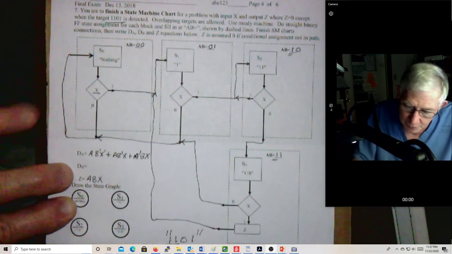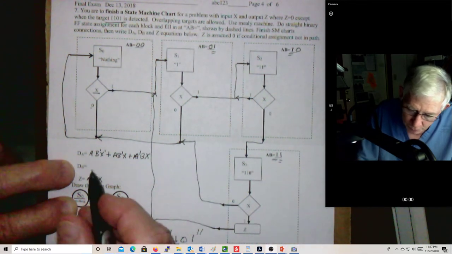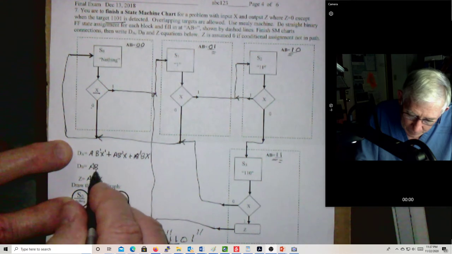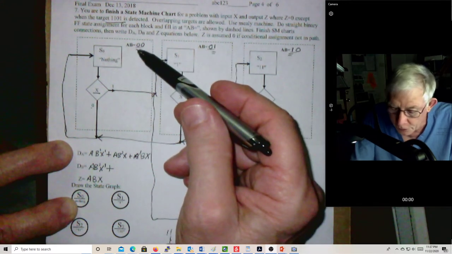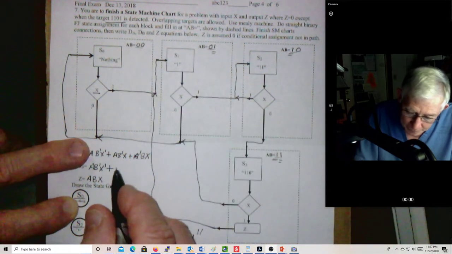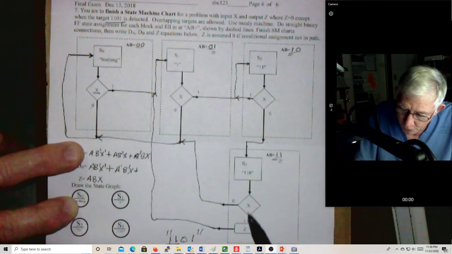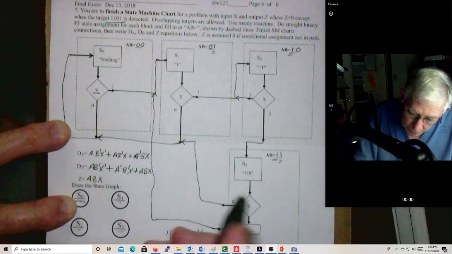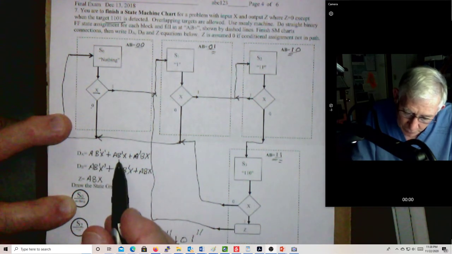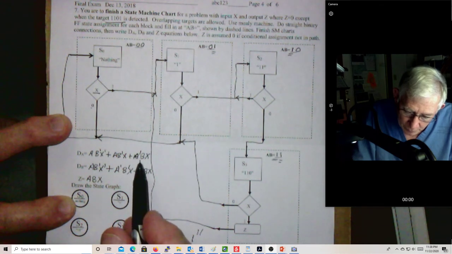Now DB is a 1 here and a 1 here. So we still have the same term that we did for this, A B prime X prime. But then we add all the paths into here. One path comes in from S0, so that would be A prime B prime X. Plus, we have a path coming in from S3 when X is a 1, and that would be ABX. These can be simplified a little bit, maybe, or maybe not. I guess these really can't. This one could be simplified to AB prime.